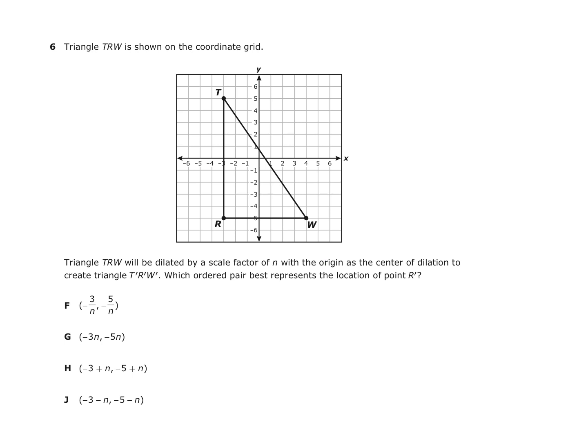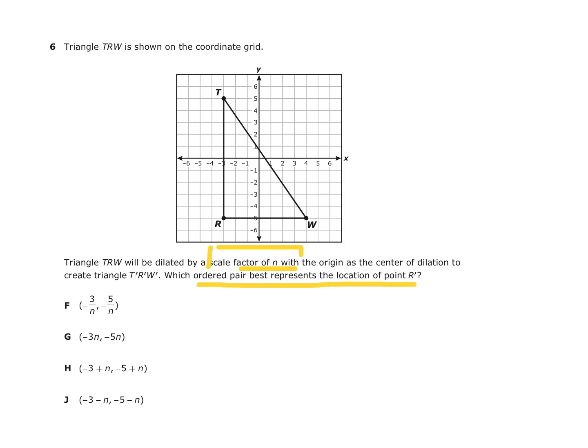Okay, problem number 6. A triangle TRW is shown on the coordinate grid. In this problem, we have the triangle dilated by a scale factor of n with the origin as the center of dilation to create a triangle T prime, R prime, W prime. Which ordered pair best represents the location of point R prime?